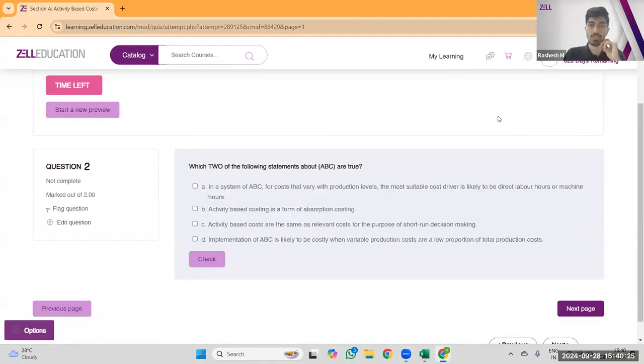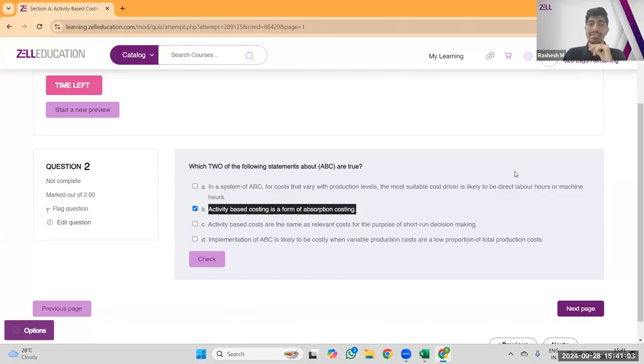Which two of the following are true? In a system of ABC, for costs that vary with production levels, the most suitable cost driver is likely to be direct labor or machine hours. False. Why false? Because it can be suitable for absorption costing. But what is ABC? Activity based costing. Okay. Let's come back to it.